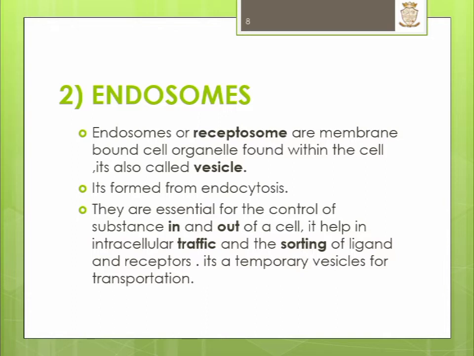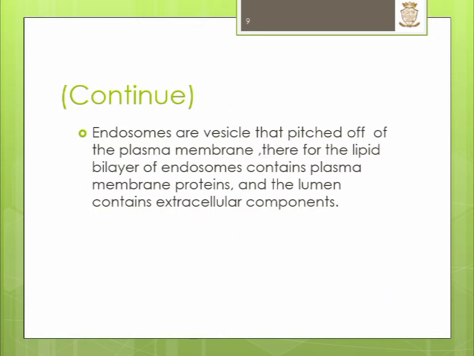Endosomes or receptosomes are membrane-bound cell organelles found within the cell. They are also called vesicles. They are formed from endocytosis. They are essential for the control of substances in and out of the cell. They help in intracellular traffic and the sorting of ligands and receptors. It's a temporary vesicle for transportation. Endosomes are vesicles that pinch off the plasma membrane. Therefore, the lipid bilayer of endosomes contains plasma membrane proteins and the lumen contains extracellular components.